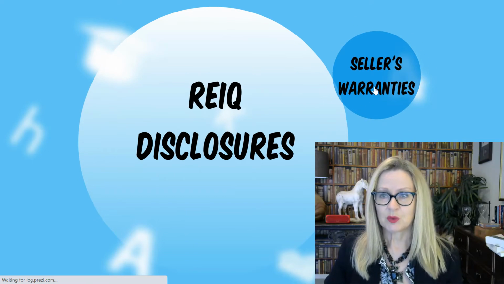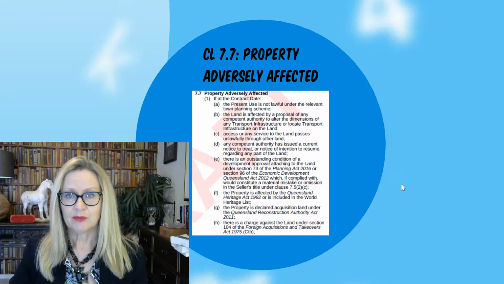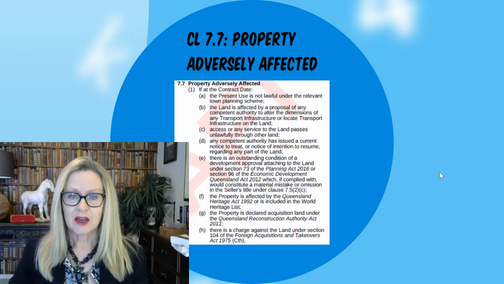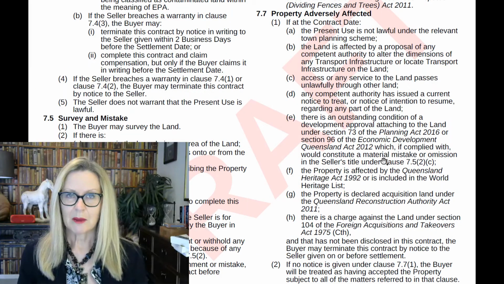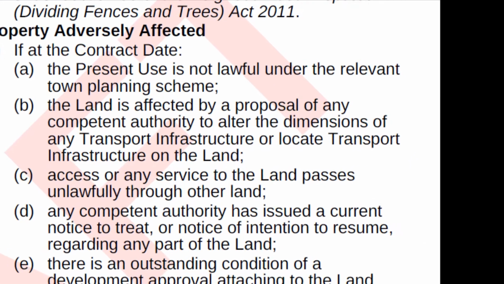We looked at the seller's warranties in the last video, and now we just need to cover off property adversely affected. Once again, because it's a bit nicer, I think I'll take you to the contract itself in all its glory so we can get a feel for it. And here we are back at the contract itself, and you'll see 7.7 is the one we're interested in today.